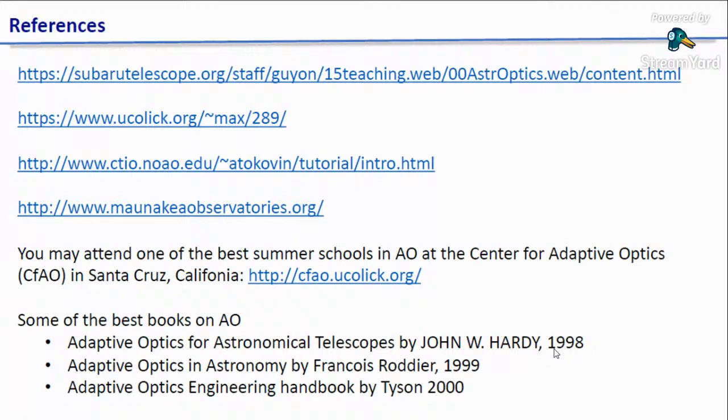Yeah, Saurabh, I can see a doubt. Does hyperbolic mirror refer to the shape of the mirror?